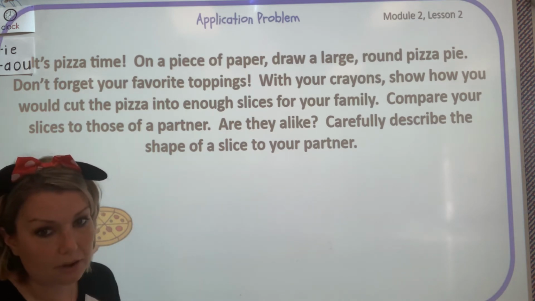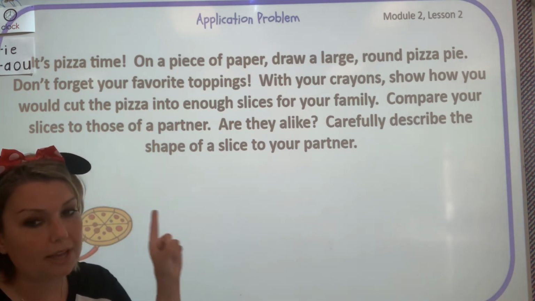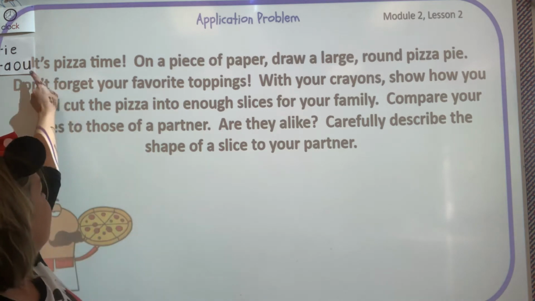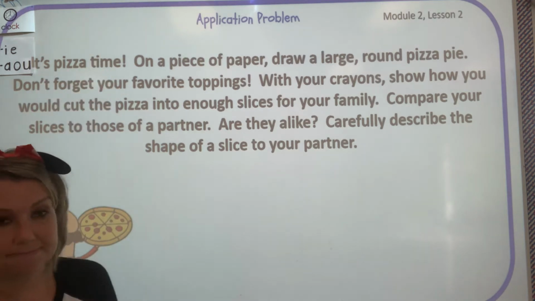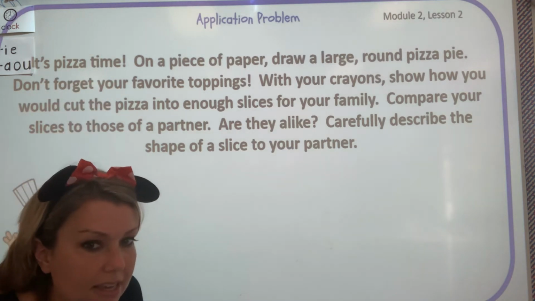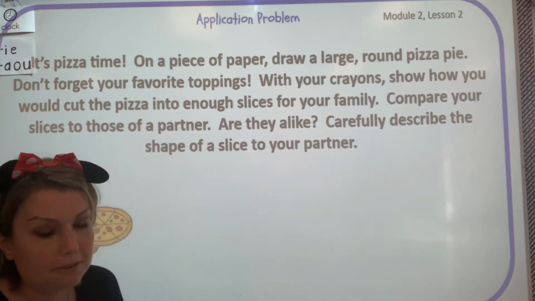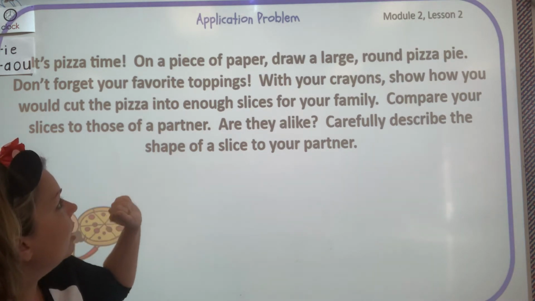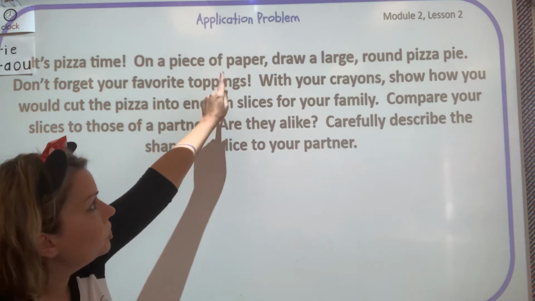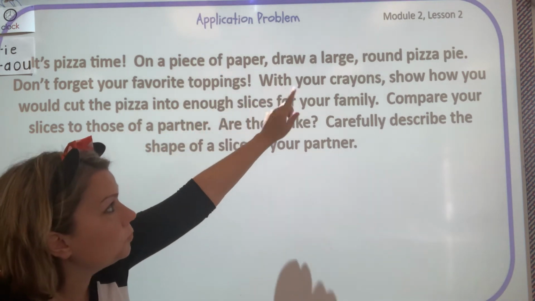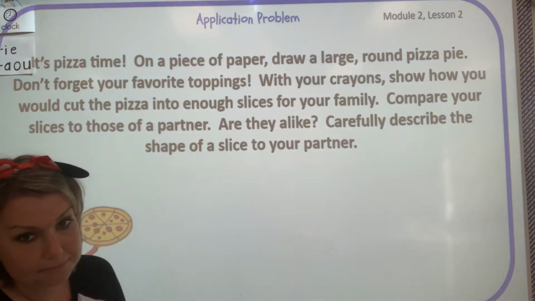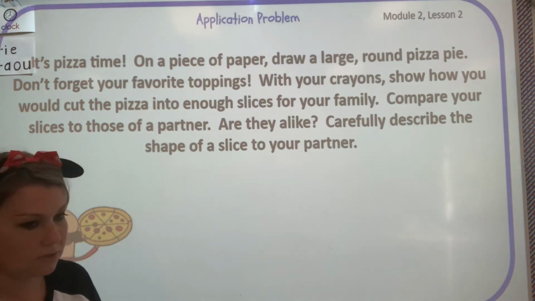Woo, that was a lot of words. I'm gonna take this one sentence at a time. It's pizza time. Did that tell me to do anything? No, it's just giving me information. It's pizza time. On a piece of paper, draw a large round pizza pie. Okay, I can do that.